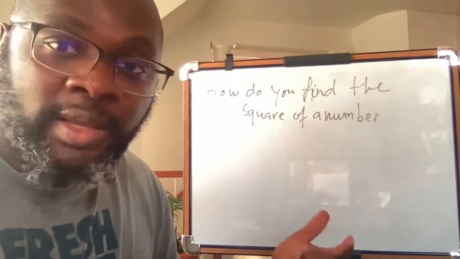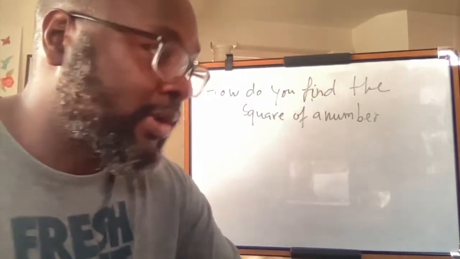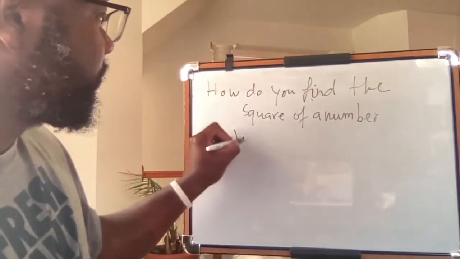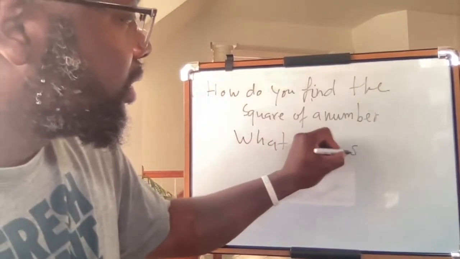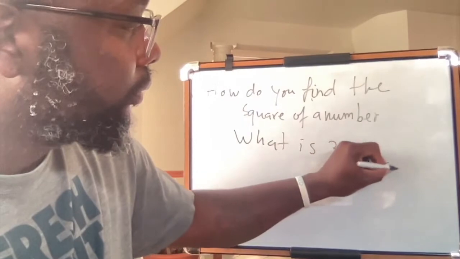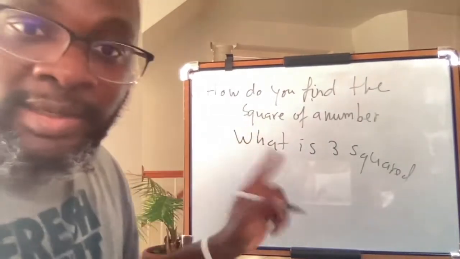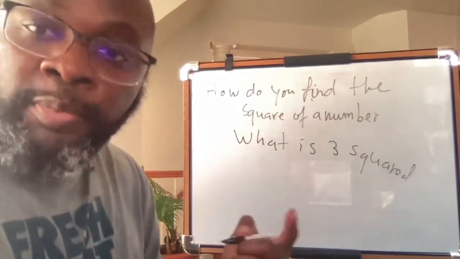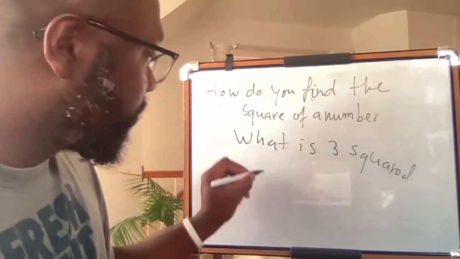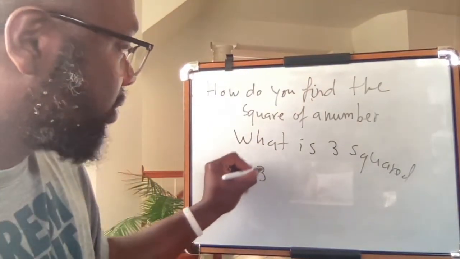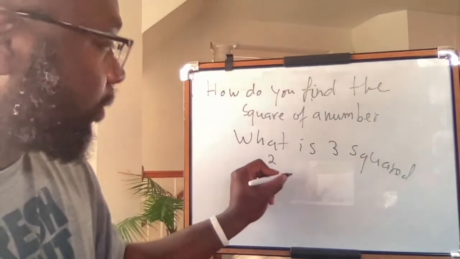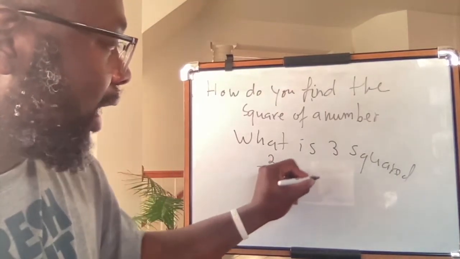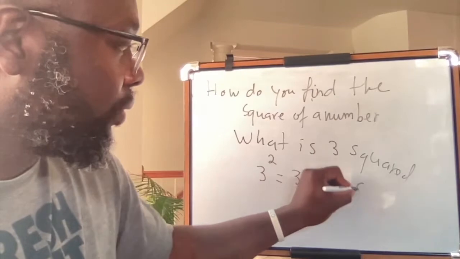So if I say, what is 3 squared? And I'm going to write that on the board. What is 3 squared? I'm technically saying to you, multiply 3 by itself. So 3 squared is written 3 to the power of 2, like this. This is the notation. And 3 squared is 3 times 3, and that gives you 9.